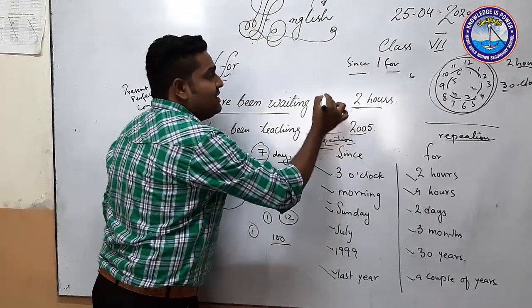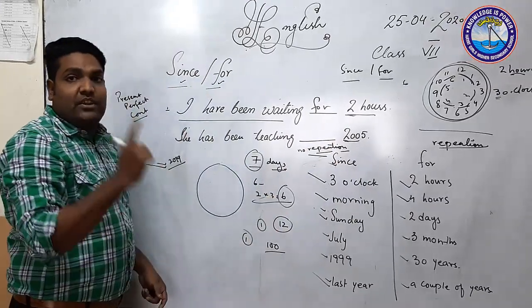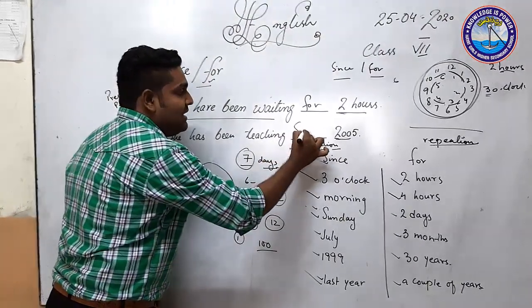So guys, tell me: for 2 hours, and for 2005, there is only once, so you have to use since over here.